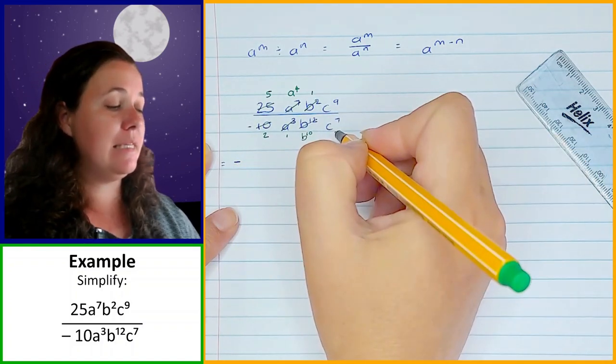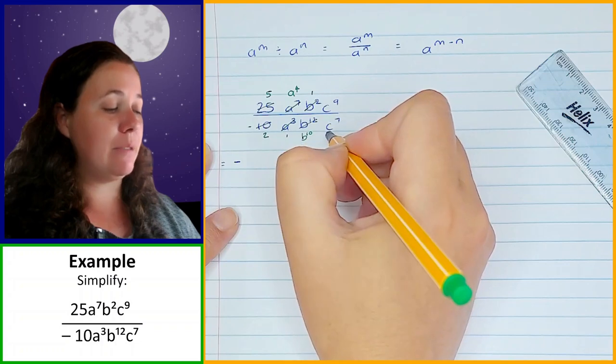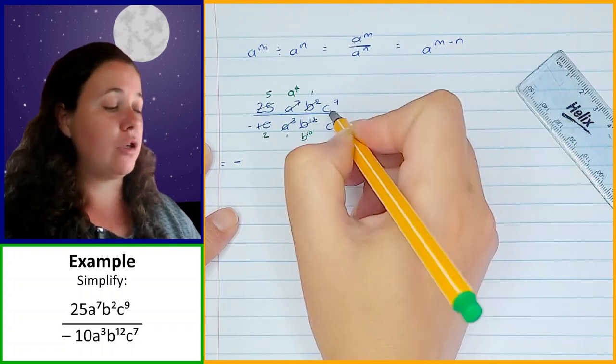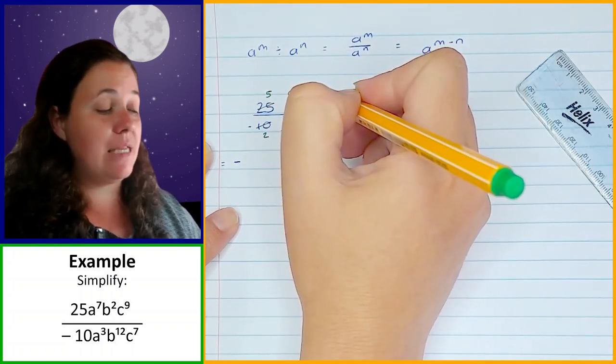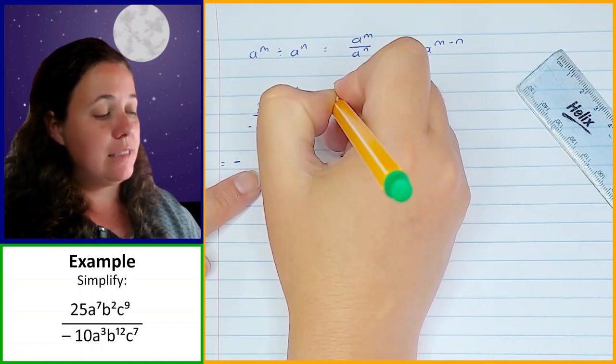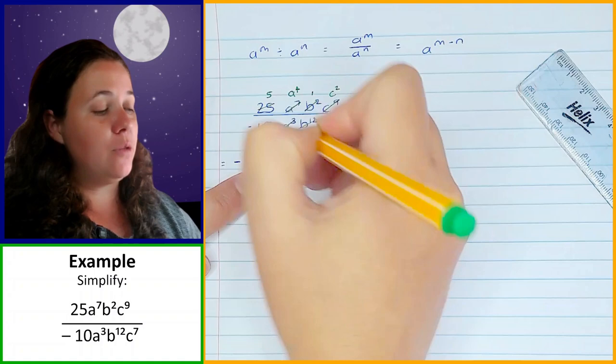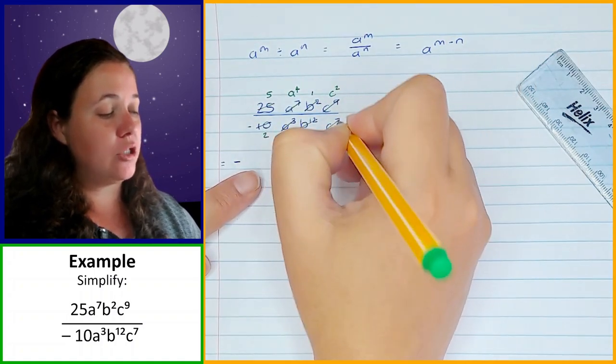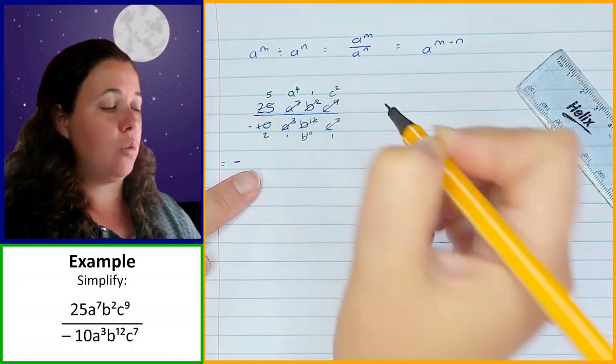And then my c's, I've got c to the power of 9 divided by c to the power of 7, so I've got 9 minus 7 is 2, so on the top when I cancel that out, I'm going to end up with c to the power of 2, and on the bottom I'm going to get c to the power of 0, which is just 1.